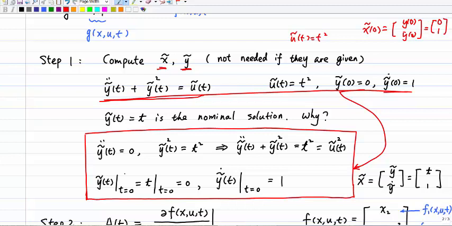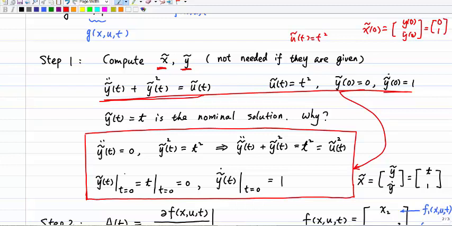Of course, the nominal input is t squared, y tilde(0) is 0, y tilde dot(0) is 1. So we basically want to compute y tilde(t), given u tilde(t) is t squared, y tilde(0) is 0, and y tilde dot(0) is 1. Typically this is not easy to figure out, so a lot of times you will probably be given x tilde and y tilde for a nonlinear system, unless it's pretty easy to compute.